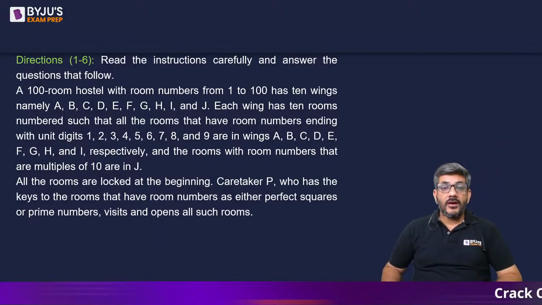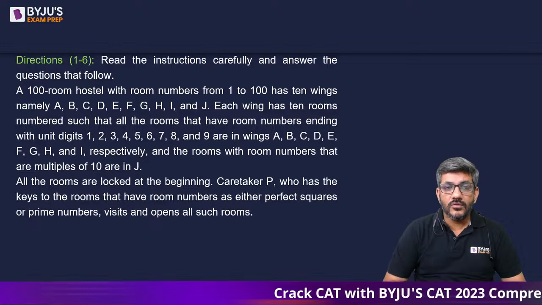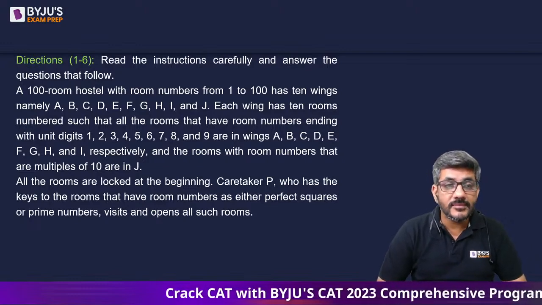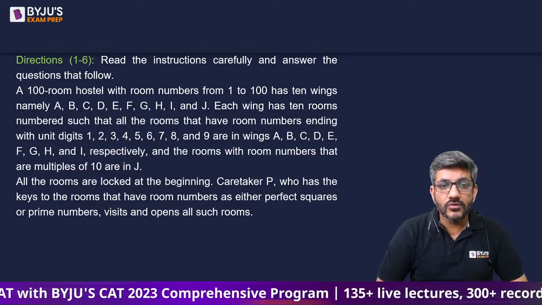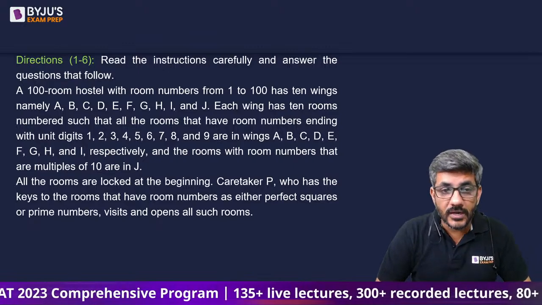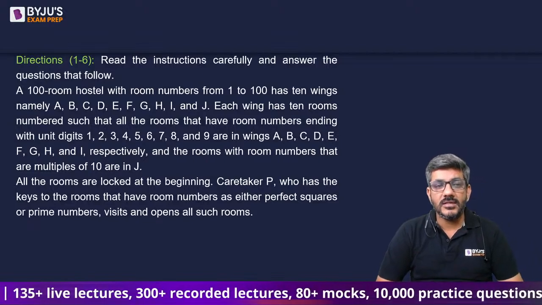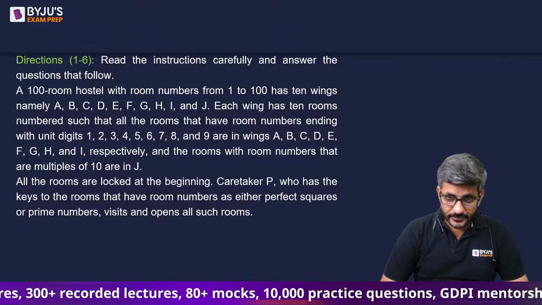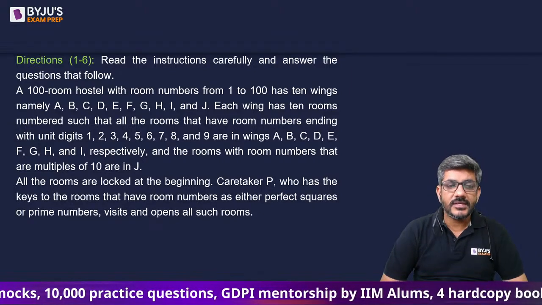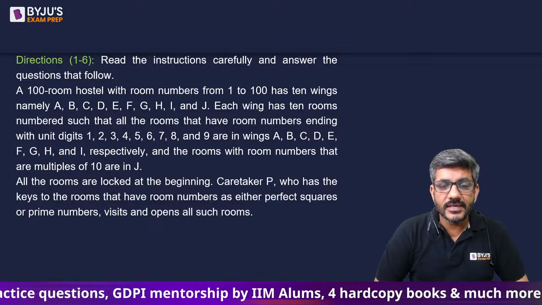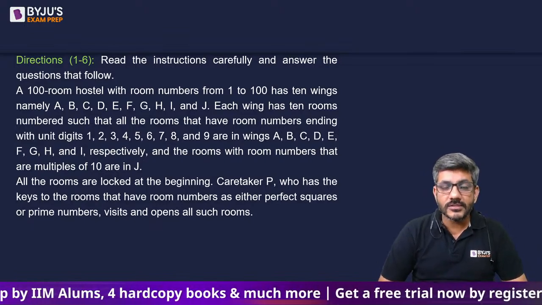I'm sure all of you have read it now. You have read the information. A 100-room hostel with room numbers from 1 to 100 has 10 wings, namely A to J. Each wing has 10 rooms numbered such that all the rooms that have room numbers ending with unit digits 1 to 9 are in wings A to I respectively, and the rooms with room numbers that are multiples of 10 are in J. All the rooms are locked at the beginning. Caretaker P, who has the keys to the rooms that have room numbers as either perfect squares or prime numbers, visits and opens all such rooms.